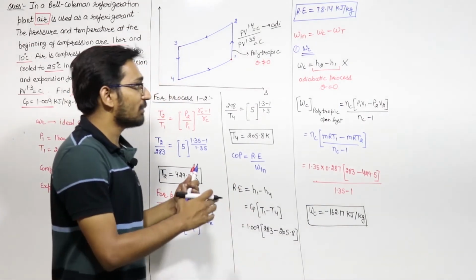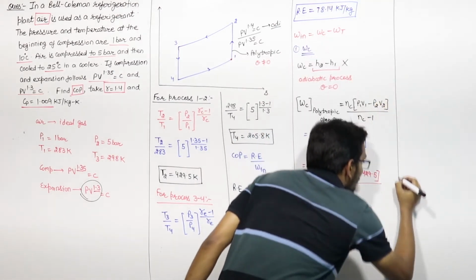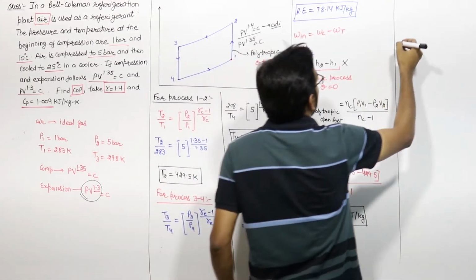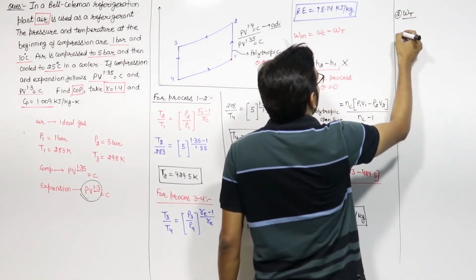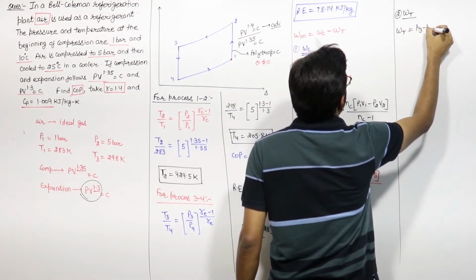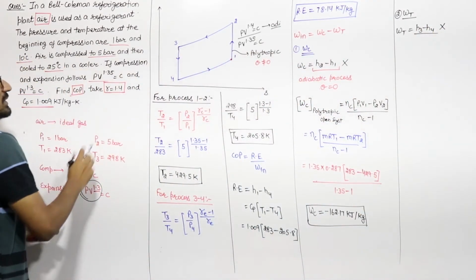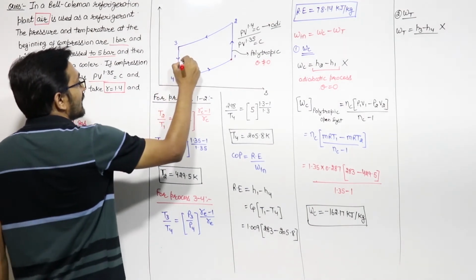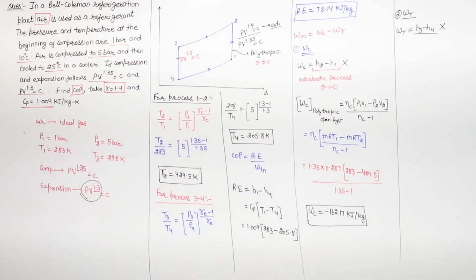I'm solving the question one by one, making all your concepts very clear. Next is to calculate the work done by the turbine. If you write work done by the turbine equal to H3 minus H4, this is again wrong. You cannot write this because here also the process is polytropic. Here the relation is PV^1.3 equal to constant. This is not an adiabatic process. If it were an adiabatic process, then the exponent must be gamma equal to 1.4.